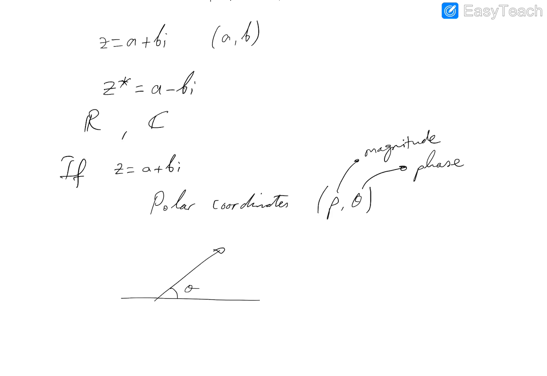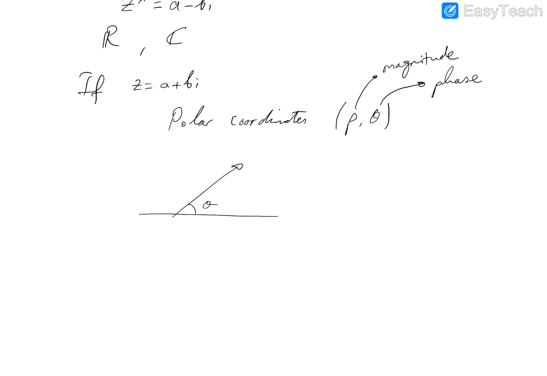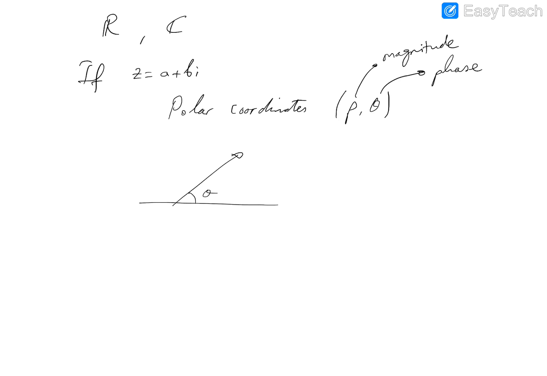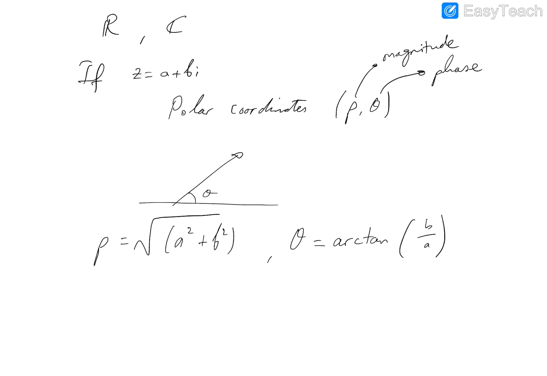Okay, so how do we transform to polar coordinates from Cartesian coordinates? Well, given a and b, from elementary trigonometry we know that rho will be equal to the square root of a squared plus b squared. And theta is the angle, and that's equal to arc tangent b over a. Okay.